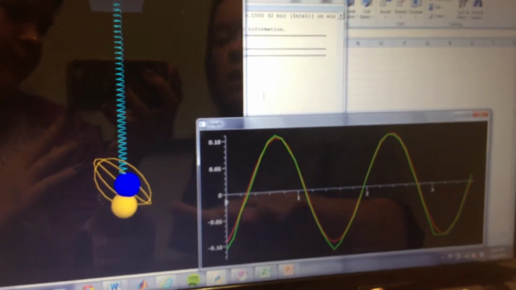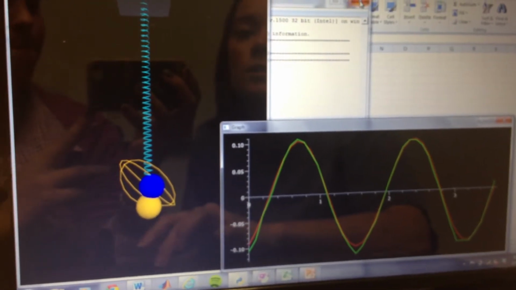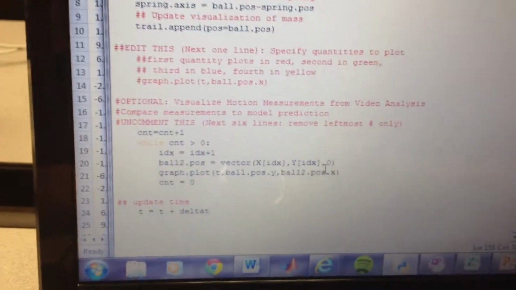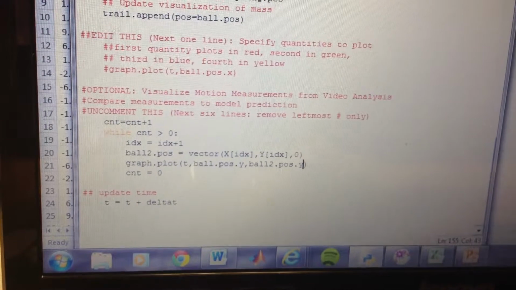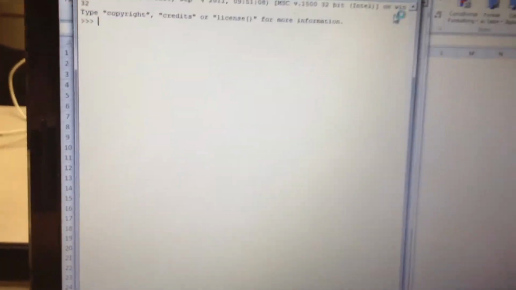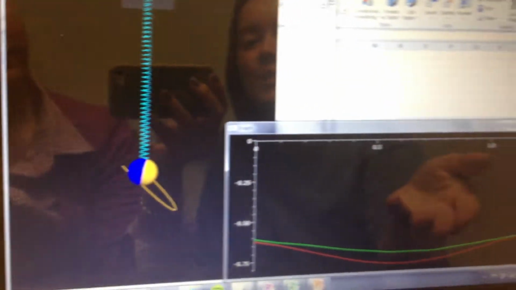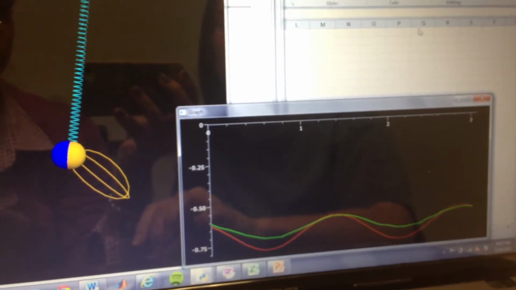And so this is our X motion, and I'm going to use this later to analyze the period for X component. Now let's look at the Y. So I'm just going to change this here in my code to compare the two balls as they run in the Y component. So as it runs, same deal. You can see the green in the Y. Green again is the model, red is the simulation.